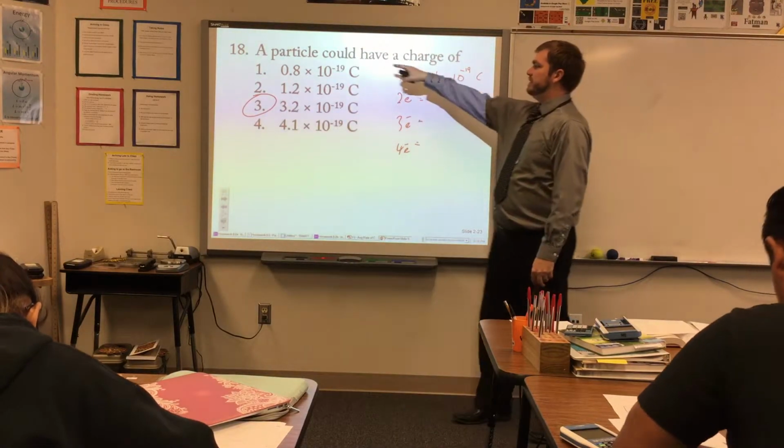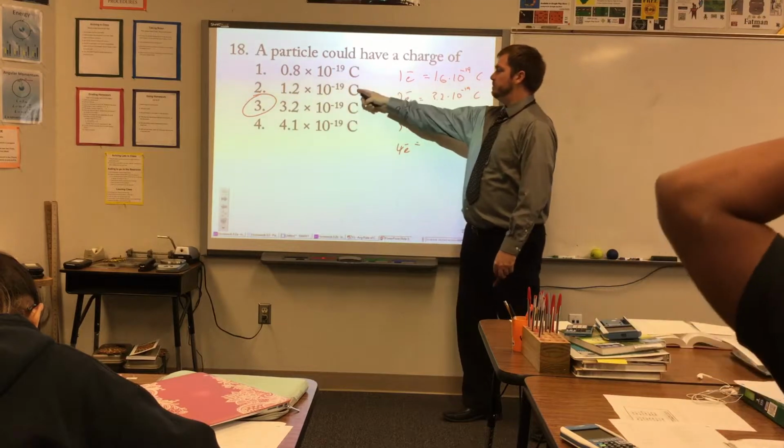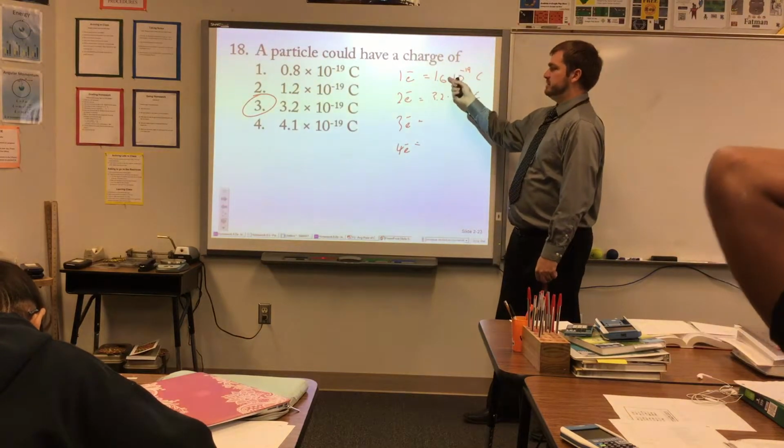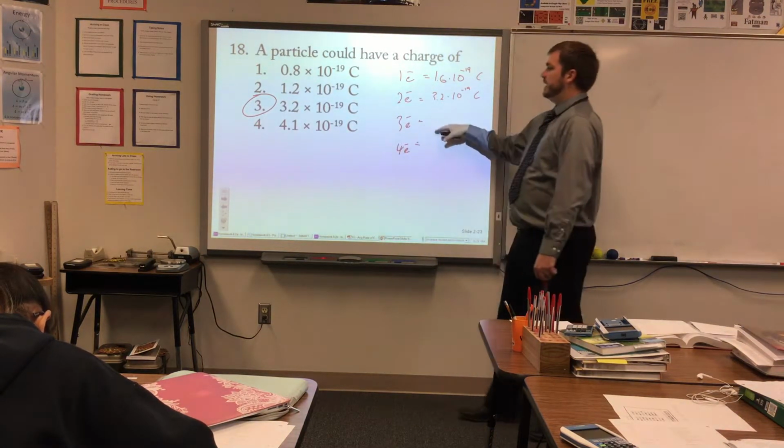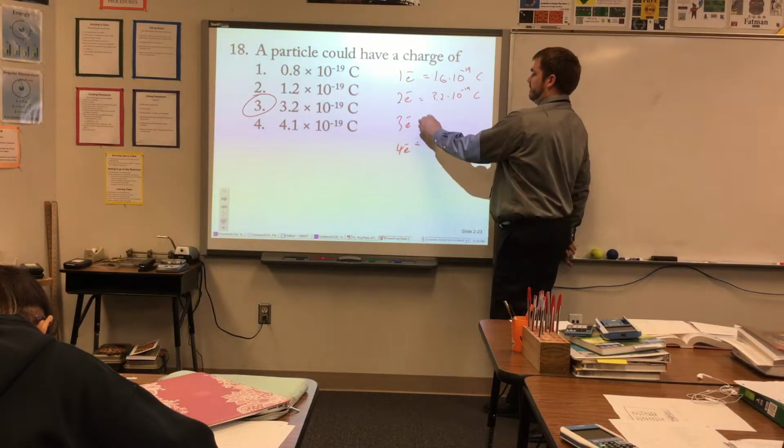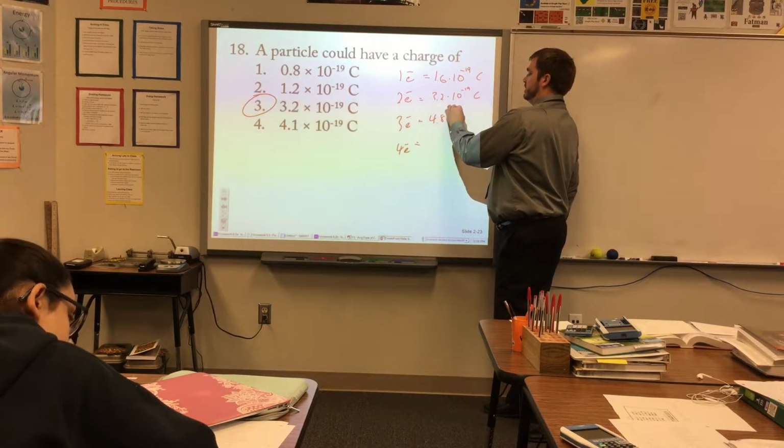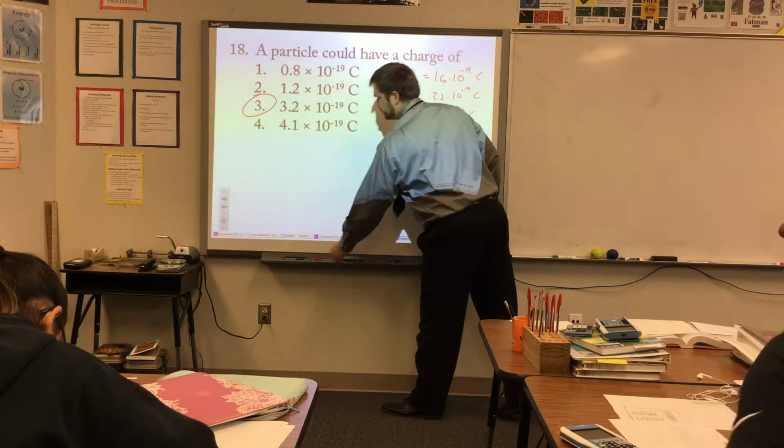It couldn't be this one because that's less. It couldn't be this one because it's still less, 1.6. And it can't be this one because it's not a whole number multiple. The next one happens to be 4.8 times 10 to the negative 19.